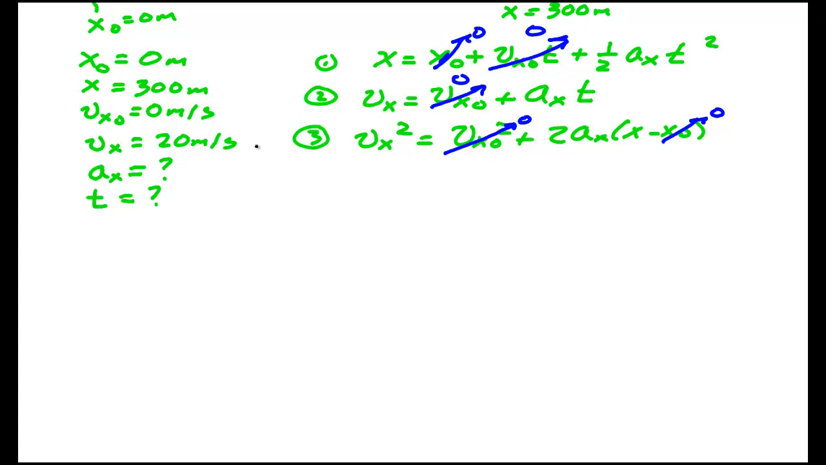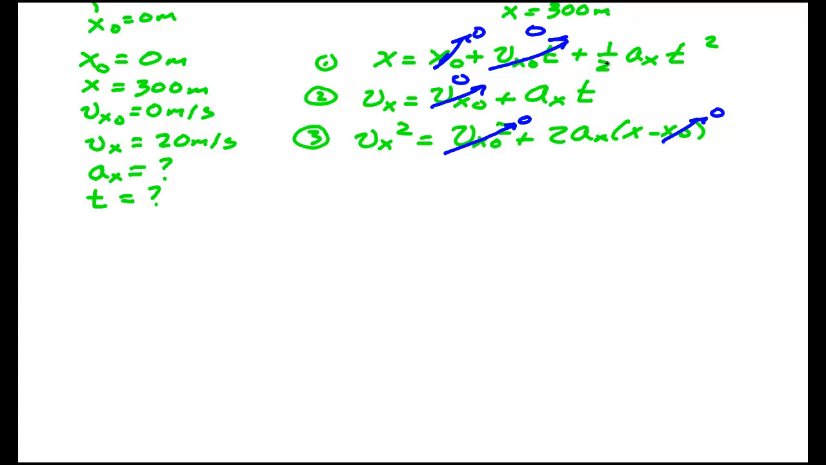Do I know AX? No. Do I know T? No. Two equations for one thing, but two unknowns and one equation here. This equation has the same two unknowns. I could combine these two equations, solve this for T, substitute it in, and solve for AX. A perfectly valid approach, one that would get full credit.